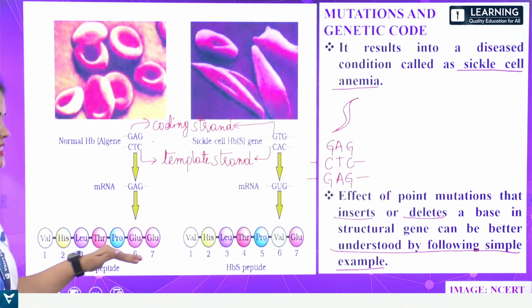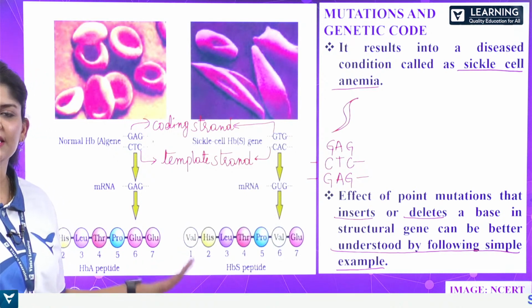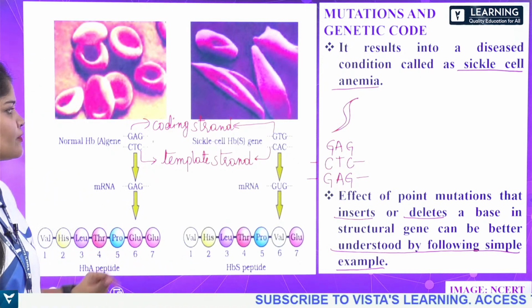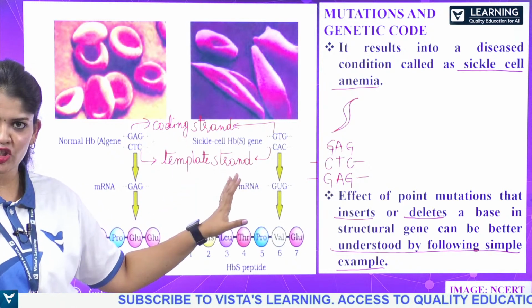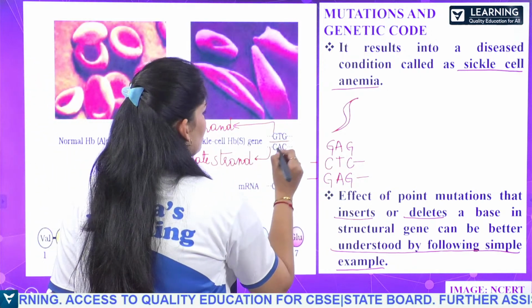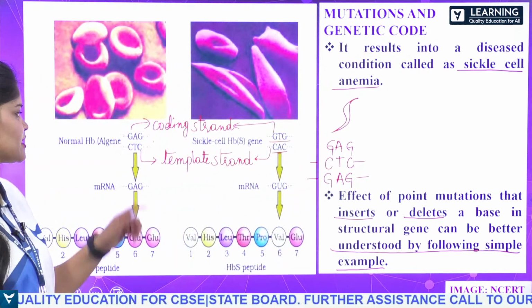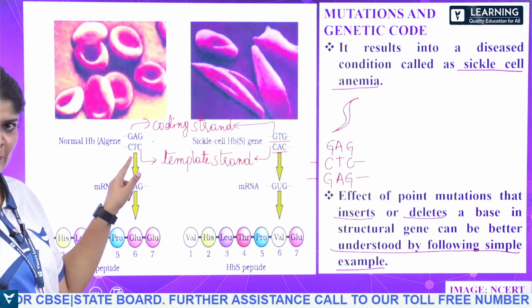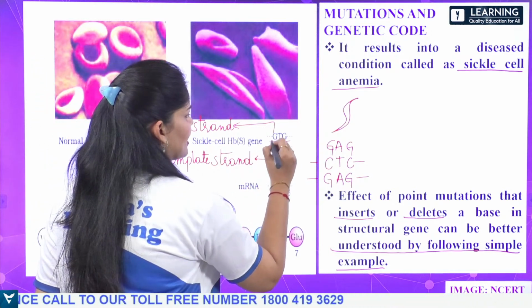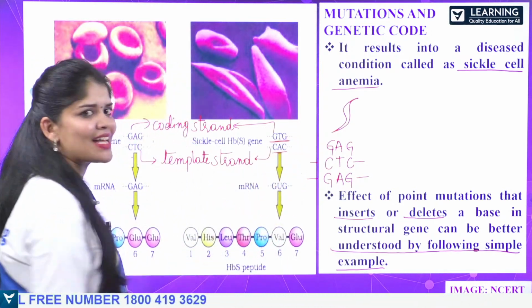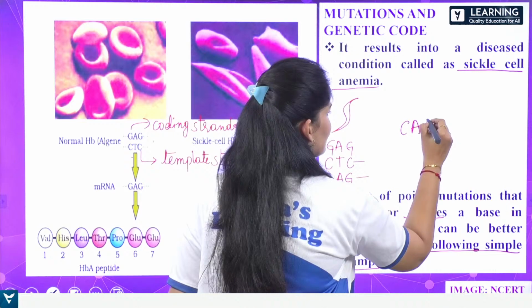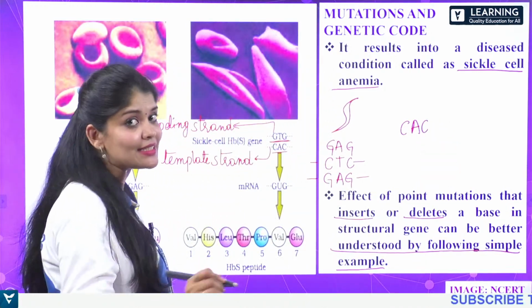So this is the normal sequence of amino acids present in the globin chain of the hemoglobin structure. Now, coming to the sickle cell anemic condition, here there is a replacement. Here it has to be thymine, but it is adenine. So now this adenine will transcribe on the mRNA. It has to be CTC, but it is CAC in the sickle condition.